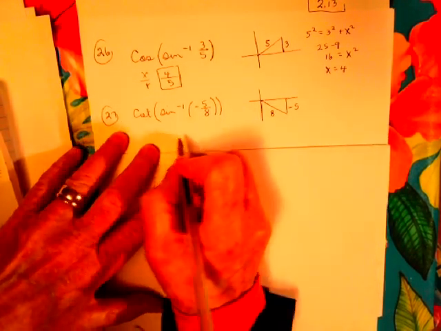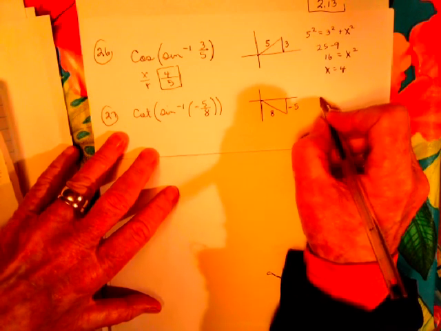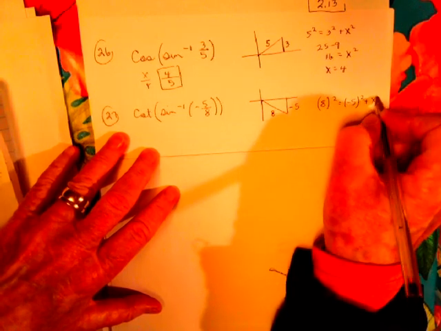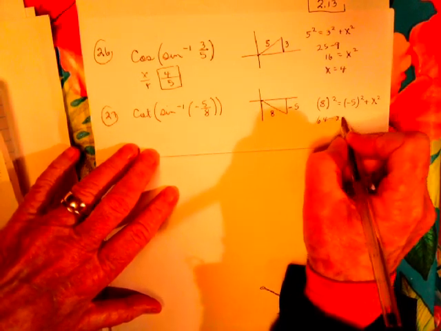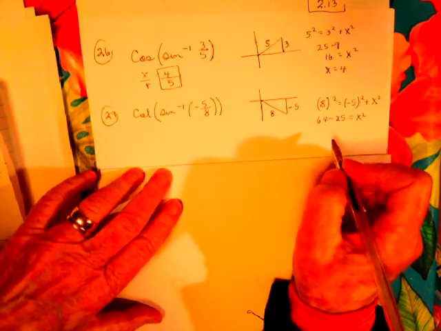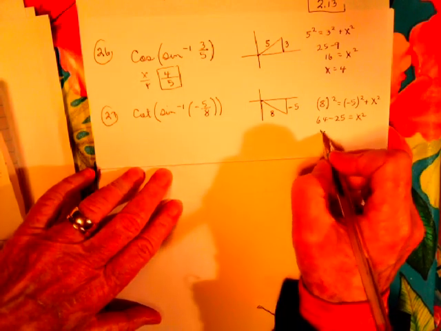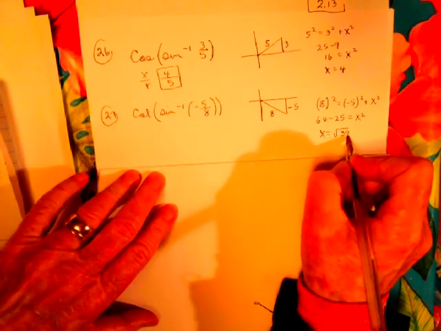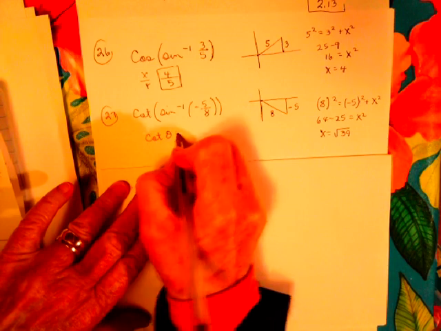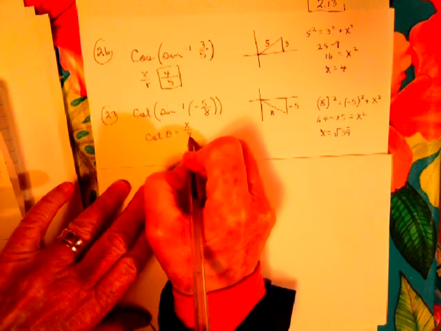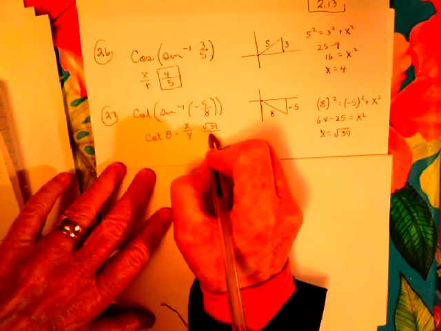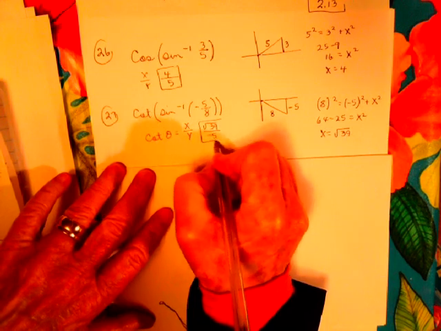Use Pythagorean's theorem again. You have 8 squared equals negative 5 squared plus x squared. 64 minus 25 equals x squared. X equals the square root of 39. We know it's positive. Cotangent of theta equals x over y. This is the square root of 39 over negative 5. Final answer.